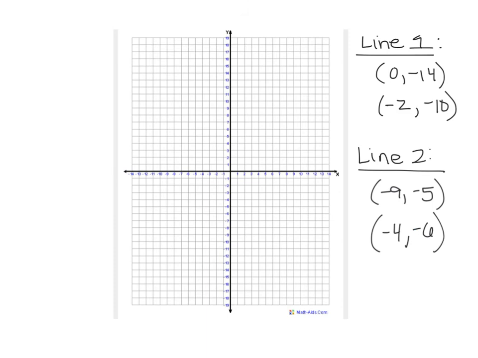Okay, so here's my graph, and my first line, I found that it contains points (0, -14) and (-2, -10). So first plot (0, -14). That means my point is on the y-axis right there. Then I have point (-2, -10), so I'll go to the left 2 and down 10. And that gives me a point right here.